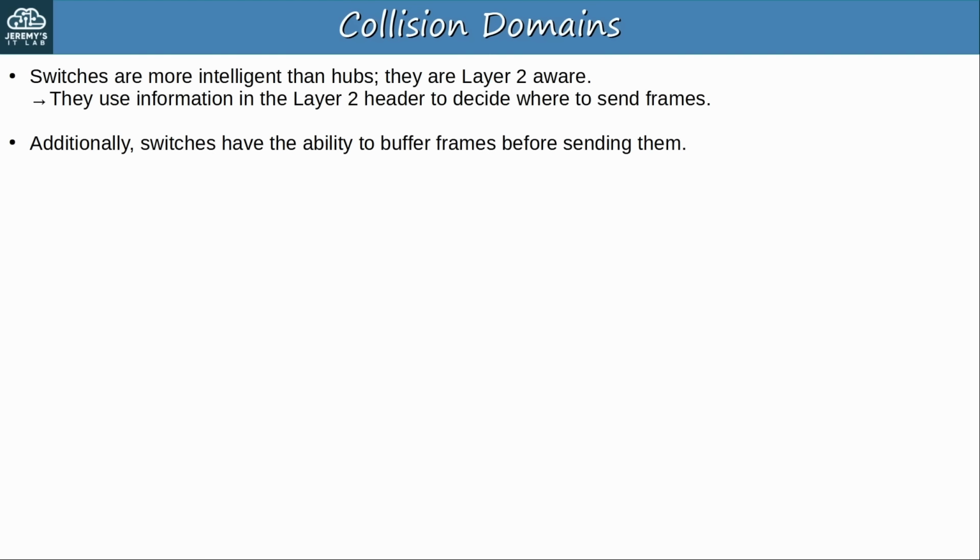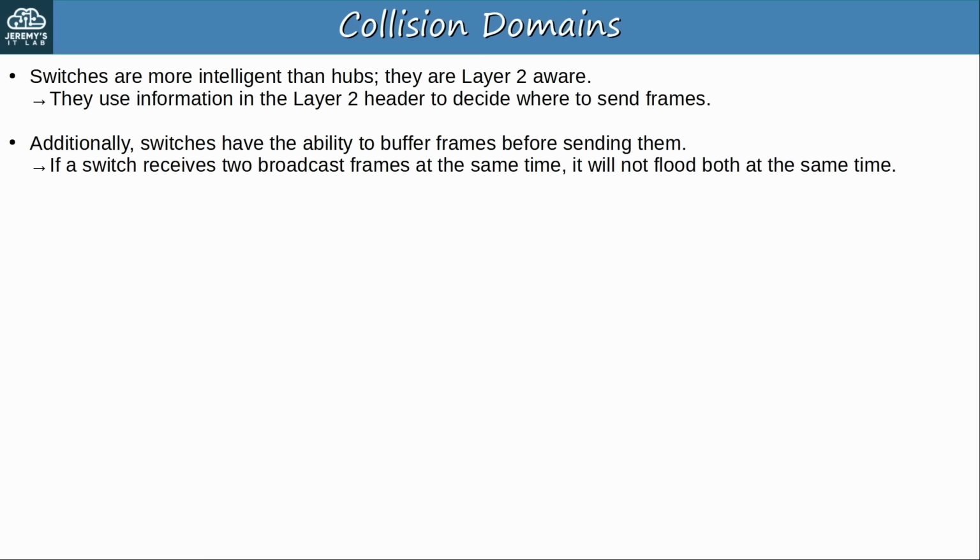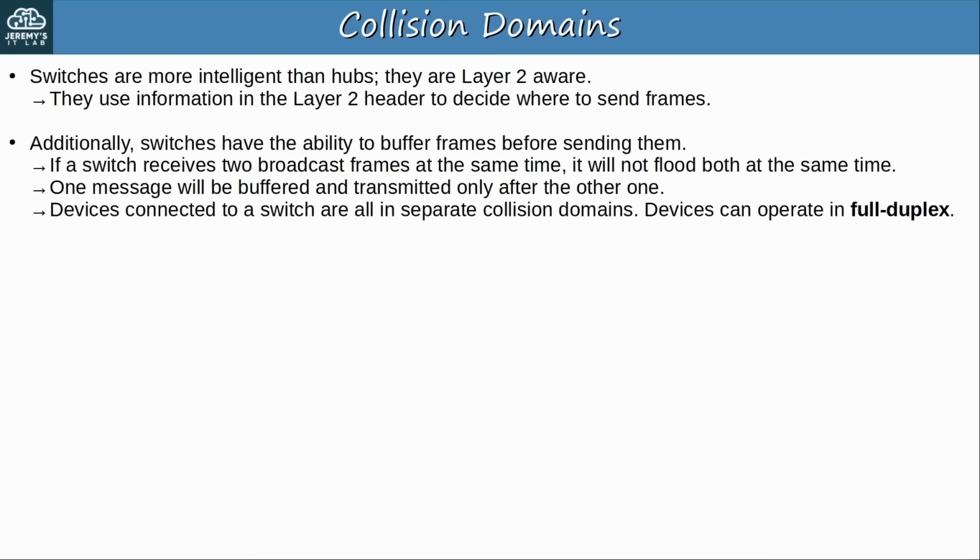This is the reason that, whereas all devices connected to a hub are in the same collision domain, that is not true for switches. If a switch receives 2 broadcast frames at the same time, it will not try to flood both out of a single interface at the same time. One message will be buffered and then transmitted only after the other frame is sent. This means that devices connected to a switch are all in separate collision domains, and therefore devices can operate in full duplex. Devices can send and receive traffic at the same time. There should be no worry of collisions, unless there is something like a hardware fault or misconfiguration causing problems.